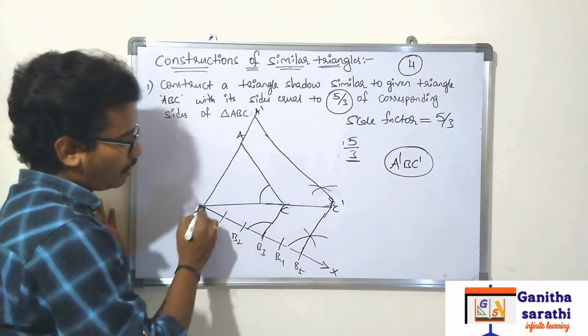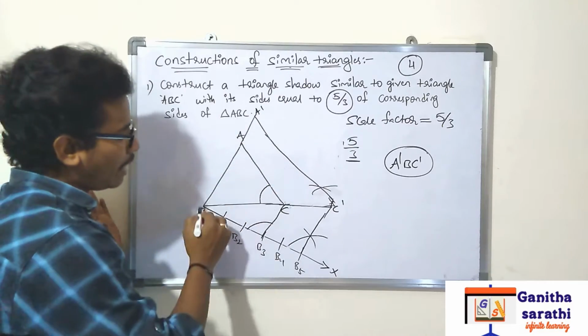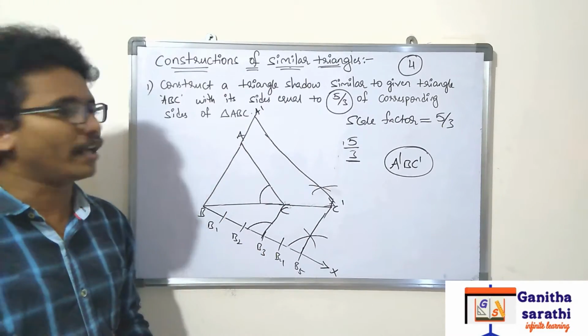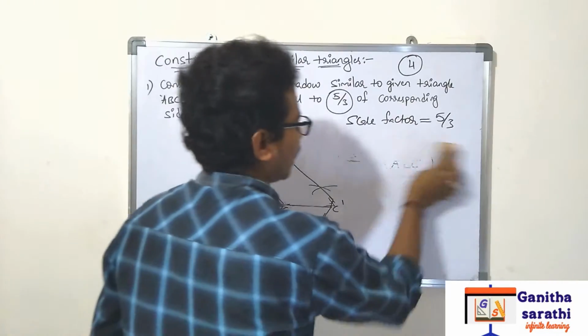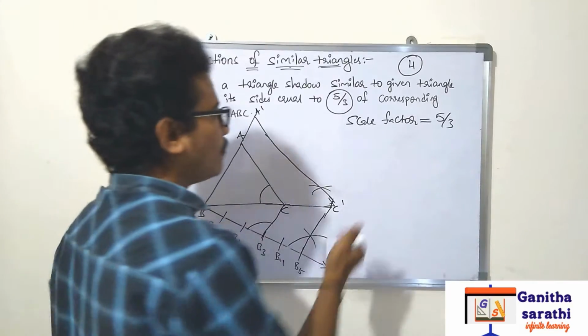What is the original triangle? ABC is our original triangle. Then what is the similar triangle? A dash B C dash, which means it is outside. Okay, so this is our similar triangle. Now you can write the steps. Steps you can write by referring to your textbook. I will show you the verification.